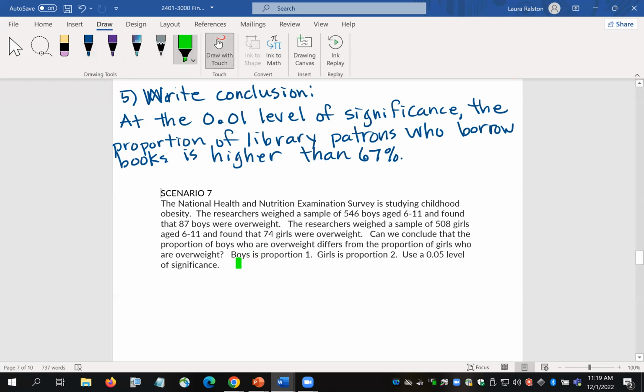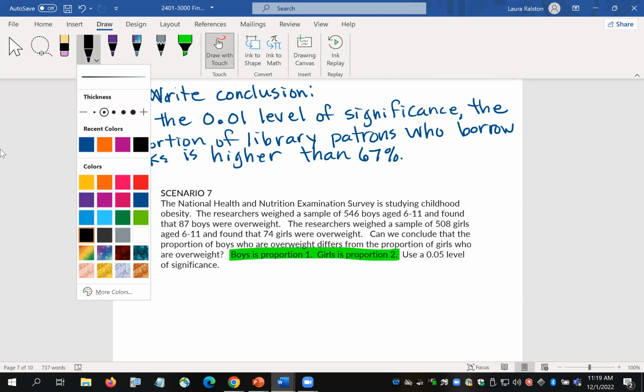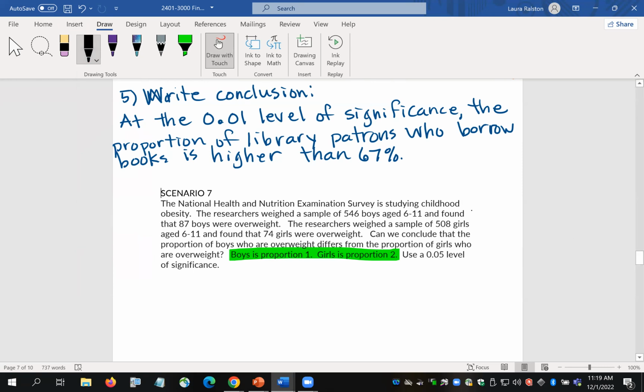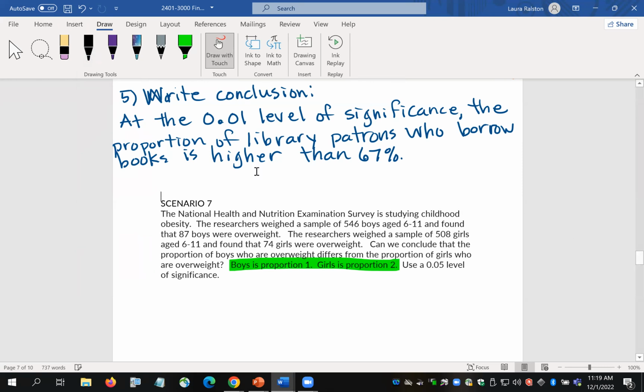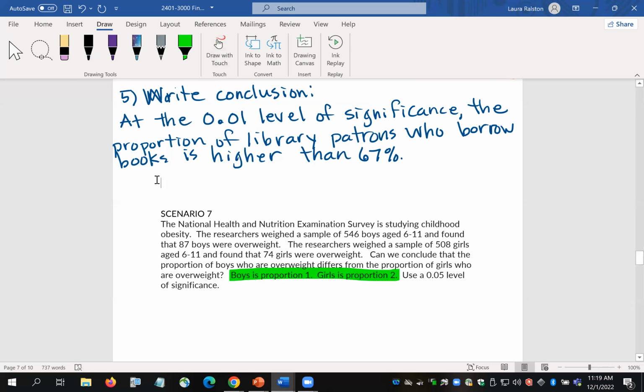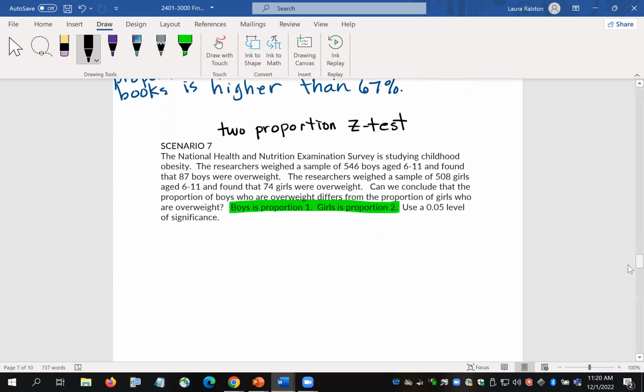So again, thinking about these words in this statement, at the end of the problem, it says boys is proportion 1, girls is proportion 2. So again, that kind of tells you that you have proportions and that you have 2 of them, because they're telling you this is 1, this is 2. So again, that should hopefully lead you to the 2 proportion z-test. So we begin, as we always do, by stating the hypotheses.